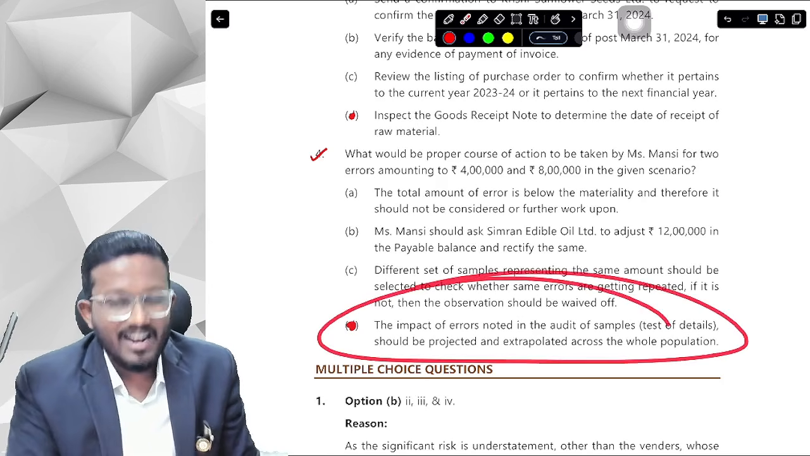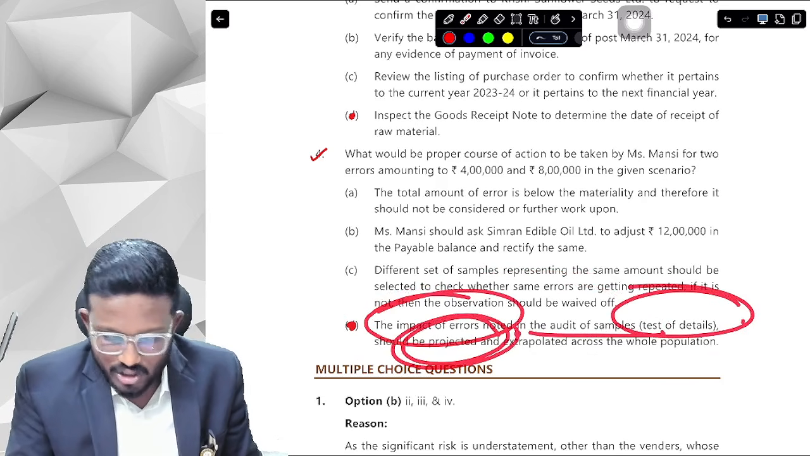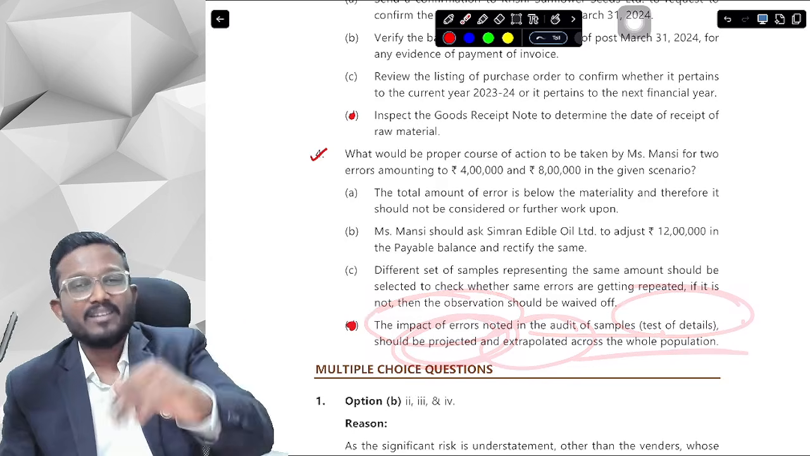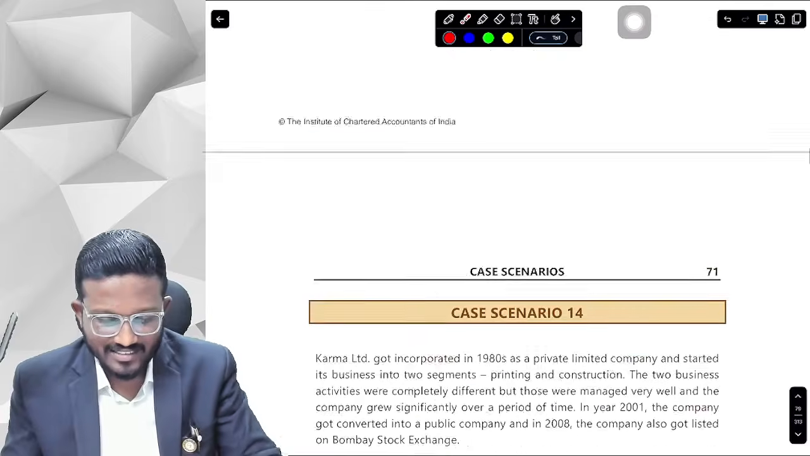So what I have to do, sir, is consider the impact of errors in the samples, that is test of details, and project and extrapolate across the whole population. Basically, we need to project this misstatement to the whole population. Okay, yes, sir. This was your case scenario number 13.